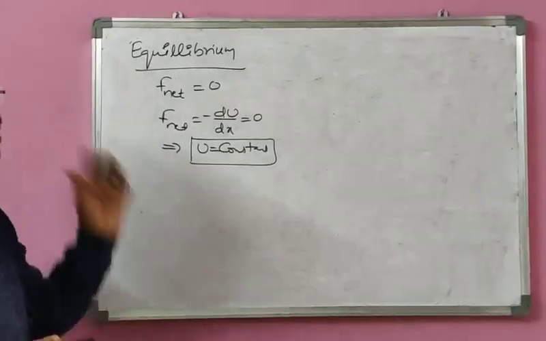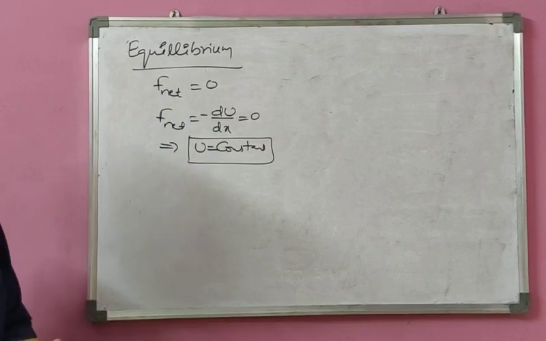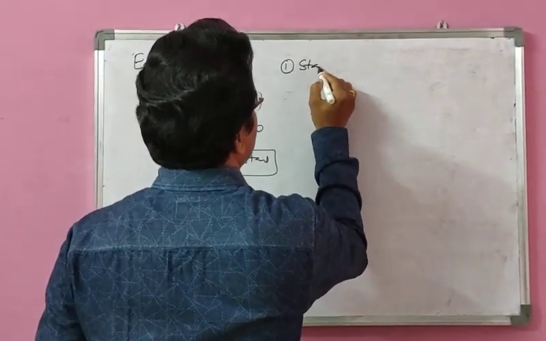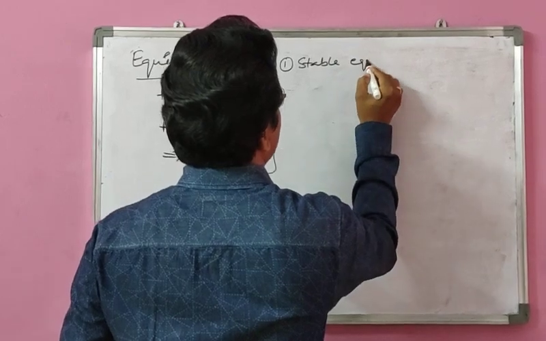And here we have three types of equilibria. The first one is called stable equilibrium.